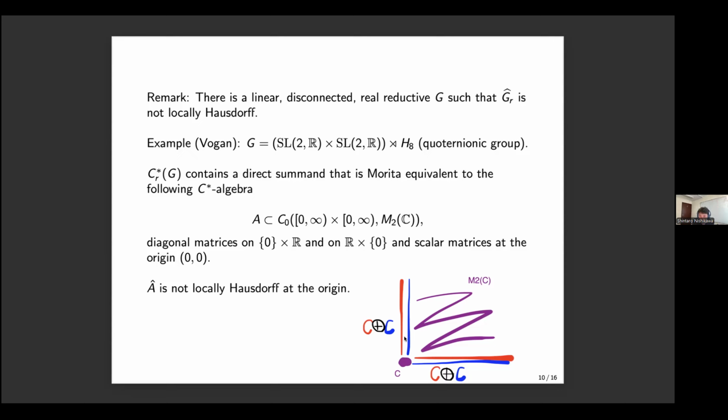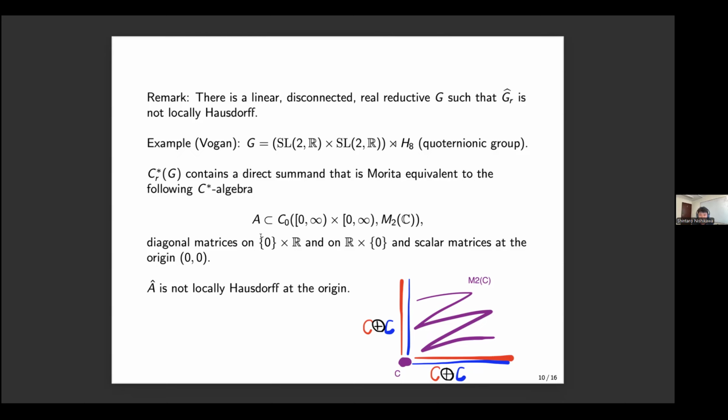Sorry for poorly drawing pictures, but this is the picture, right? So this is M2C here. This is scalar. This is C plus C, that's the diagonal. This is C plus C, the diagonal. And also you can read off the spectrum from this. You see, this is just the unitary dual of this guy.